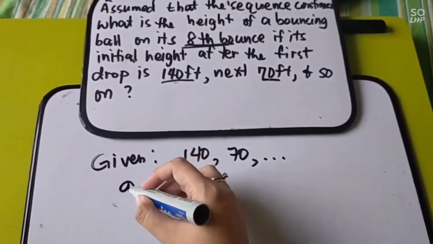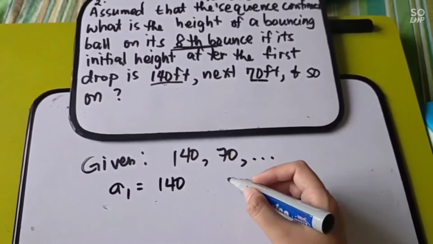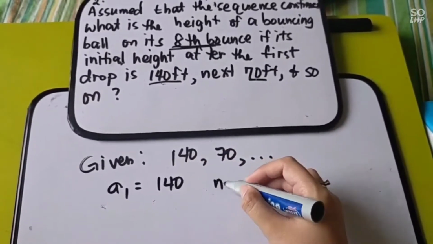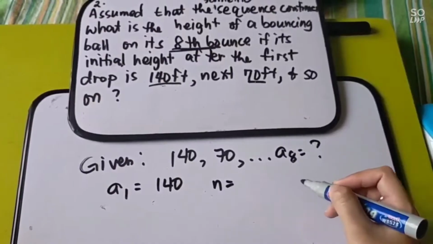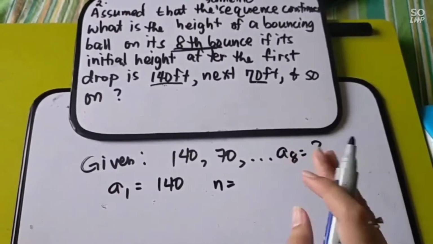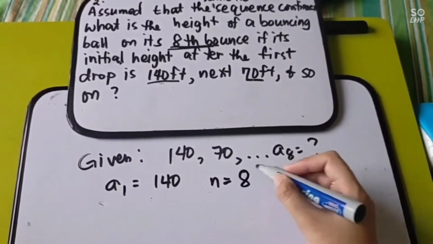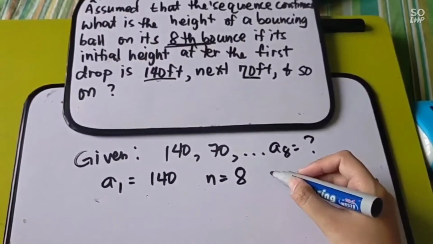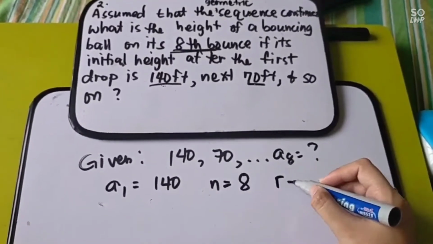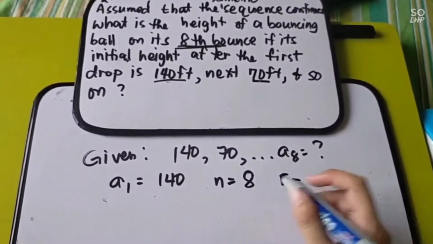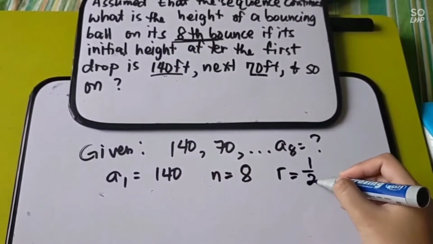Our first term is 140, and then we have the number of terms. What it is asking for is A sub 8. Okay, what's the height at A sub 8? That is the 8th bounce of the ball. So, that is 8. And since it is a geometric sequence, we have here R, the common ratio. So, what happened? It became half. So, 1/2 is our R.